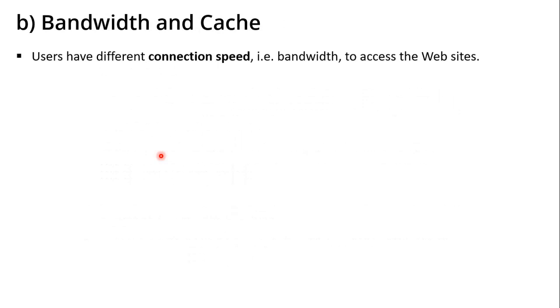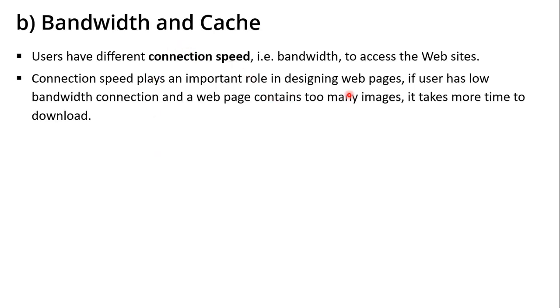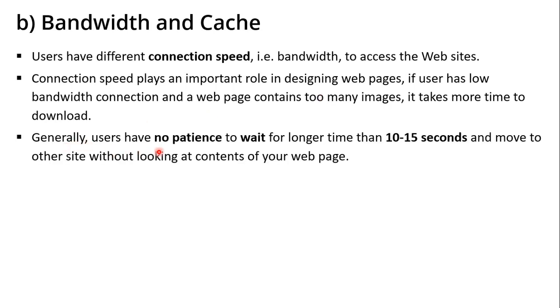Next is bandwidth and cache. Users have different connection speeds, different bandwidth to access the website. A web page is affected by bandwidth also. Connection speed plays an important role in designing web pages. If users have a low bandwidth connection and the web page contains too many images, it takes more time to download, that you all know very well. So if we have a web page that contains many images and our internet speed is very low, then it takes too much time to download this web page. This is one issue. Generally users have no patience to wait longer than 10 to 15 seconds and move to another site without looking at the content of your web pages.